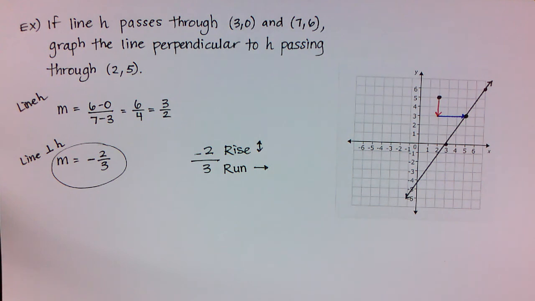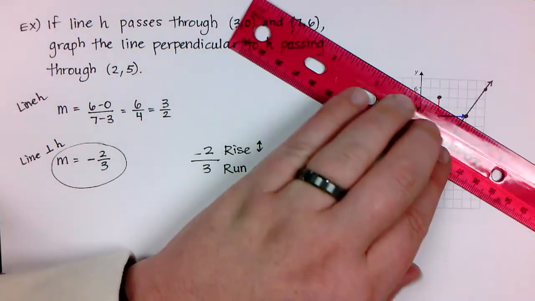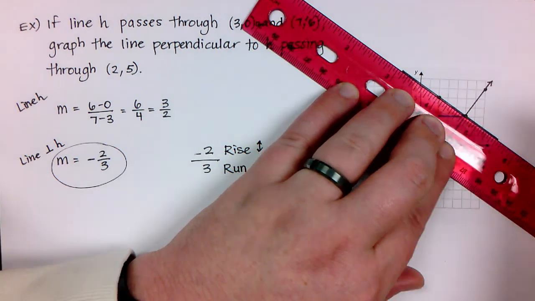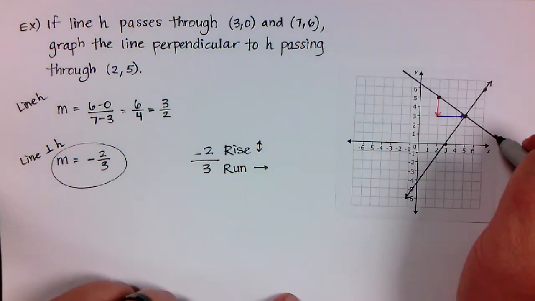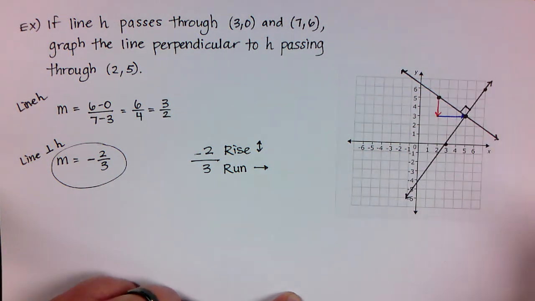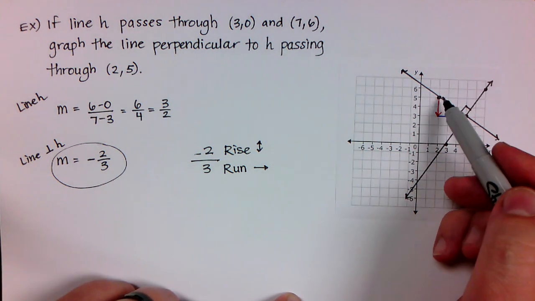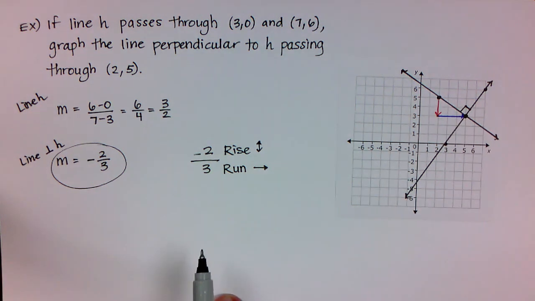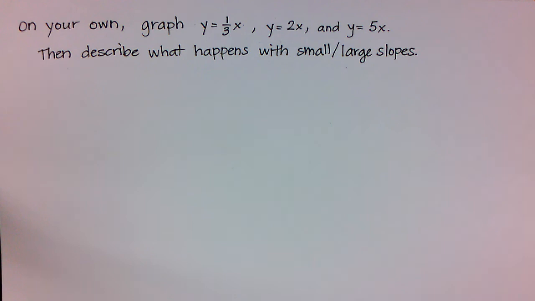And now that I have those 2 points, I can connect them with my ruler. And I have successfully graphed a line that is perpendicular to line H, and it passes through the point 2, 5. And I'm done.